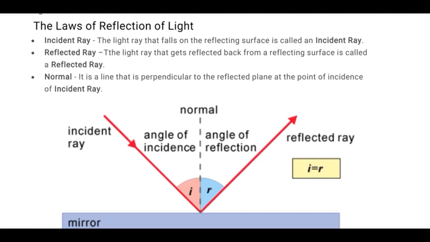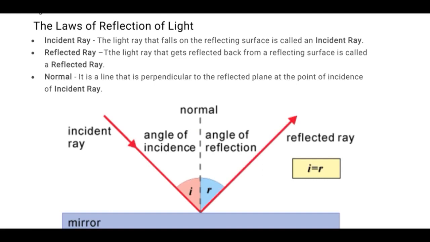Then what is the normal? The normal at the point of incidence is a line that is perpendicular to the reflecting plane at the point of incidence. This is nothing but a 90-degree line. It is an invisible line. It doesn't show when you see the reflection in a mirror. This is the first law of reflection: the incident ray, the reflected ray, and the normal at the point of incidence all lie in the same plane. This is the first law of reflection.